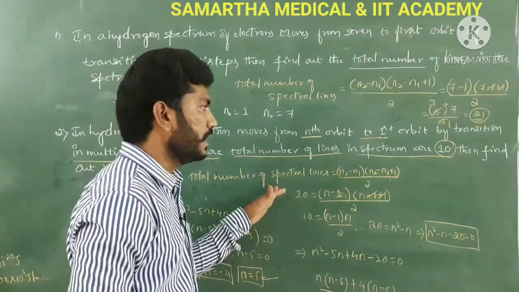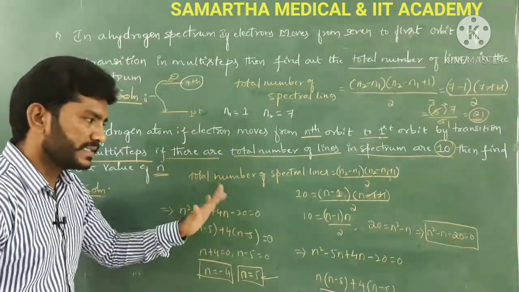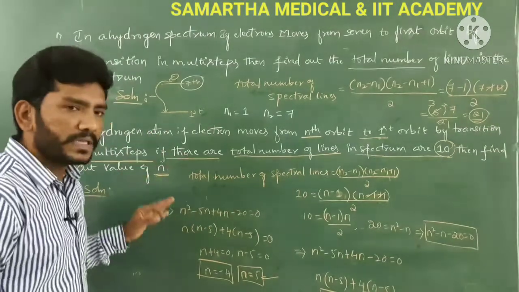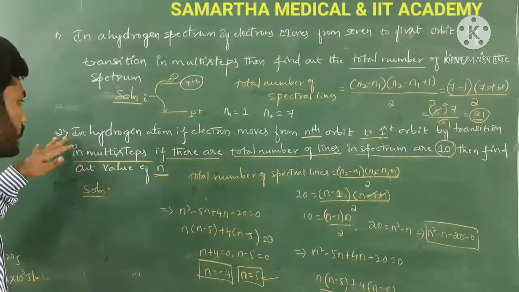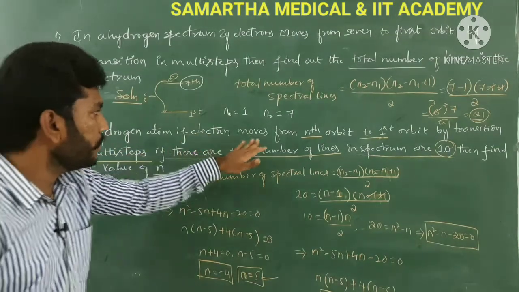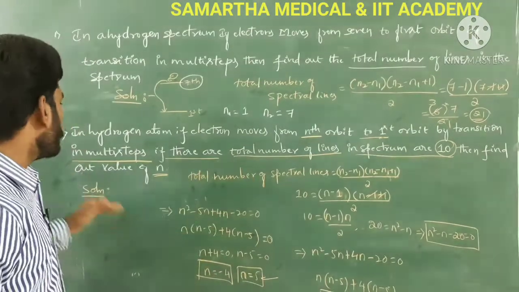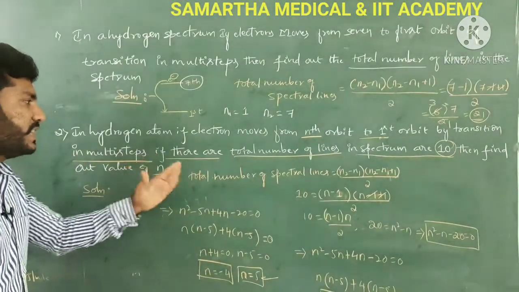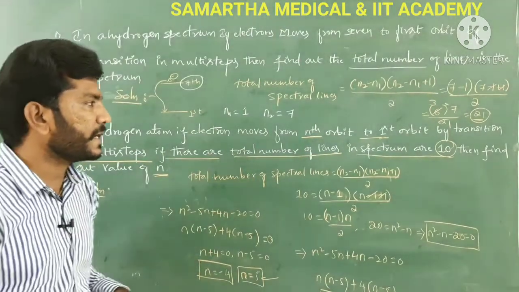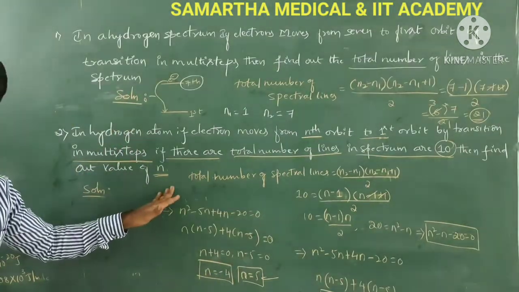Yes, so guys, this is the simplification of this particular numerical. So let's take it down. Once again I am repeating here. The numerical will be like that: in a hydrogen atom, if an electron moves from the nth orbit to the first orbit by transition in multiple steps, and the total number of lines in the spectrum is 10, then we have to find out the value of n.